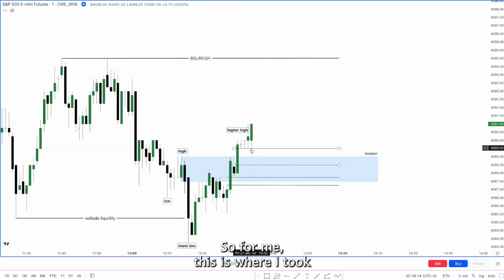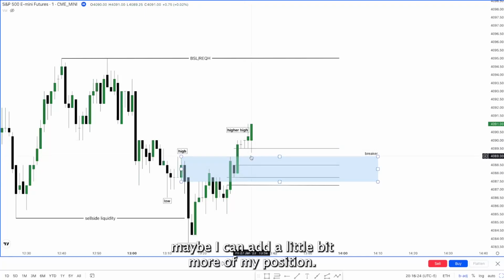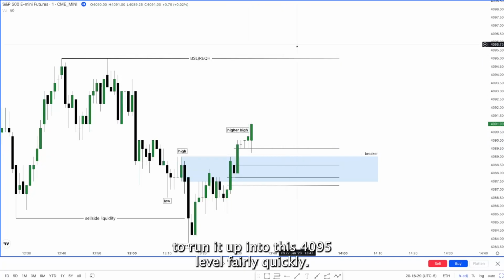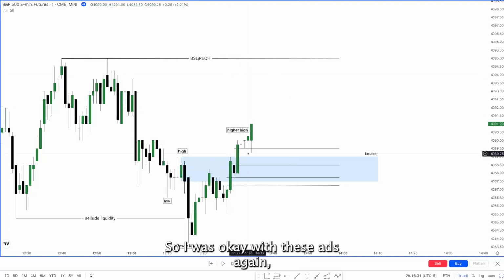So for me, this is where I took my add, was in that move right there, right into the fair value gap. I know that we weren't necessarily in the breaker, but I said, you know what? If we come down a little bit more, maybe I can add a little bit more of my position. I only had a little bit of risk on, and I was expecting them to run it up into this 40.95 level fairly quickly.